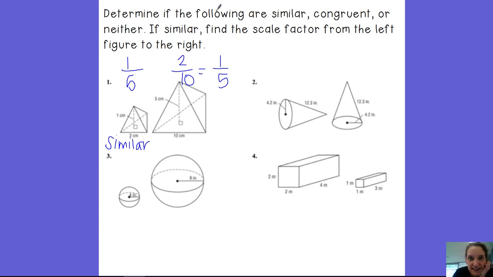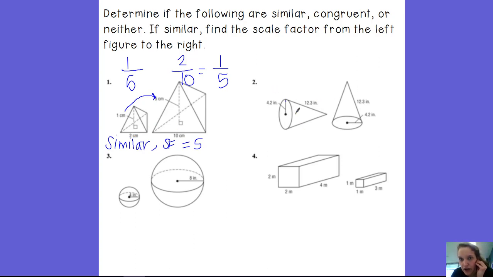And then it asks for us to find the scale factor from the left figure to the right figure. So what are we multiplying the left dimensions by in order to get the dimension on the right? What am I multiplying 1 by to get 5? My scale factor would be 5. Because 1 times 5 is 5, and 2 times 5 is 10.